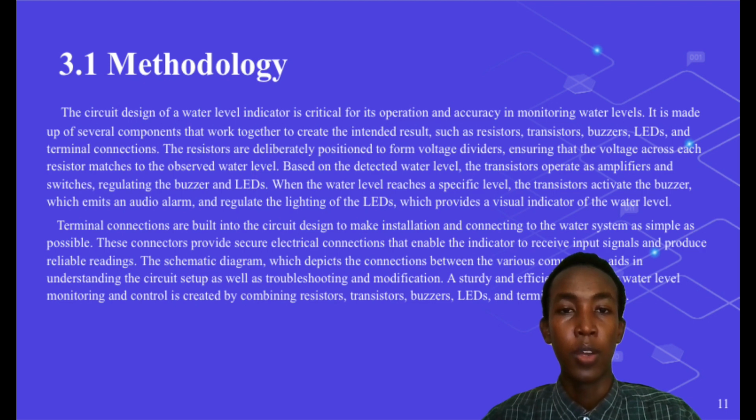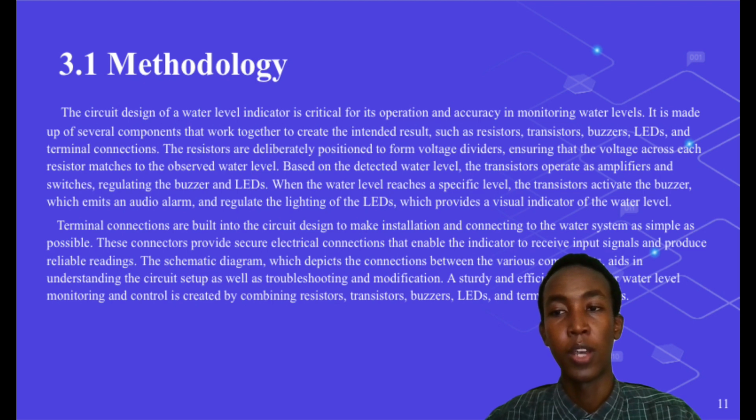The circuit design of a water level indicator is critical for its operation and accuracy in monitoring water levels. It's made up of several components that work together to create the intended result, such as resistors, transistors, buzzers, LEDs, and terminal connectors. The resistors are deliberately positioned to form voltage dividers, ensuring that the voltage across each resistor matches the observed water level.